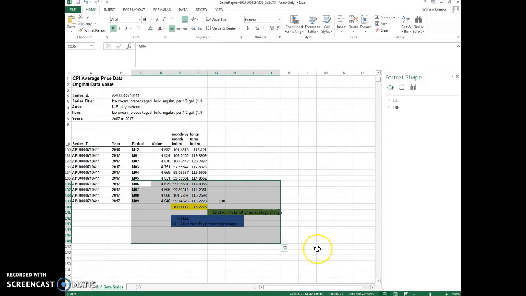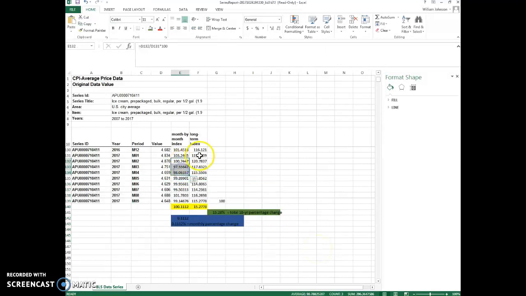All right, take stock of it all. You're going to find data on the BLS website. You're going to calculate month-by-month index. You're going to calculate long-term index, and you get some percentages to calculate and label for me. That's a week 4 assignment. It's a lot to talk about, but once you get into the spreadsheet, I think it should go downhill fairly quickly. Once again, any questions, shoot me an email.